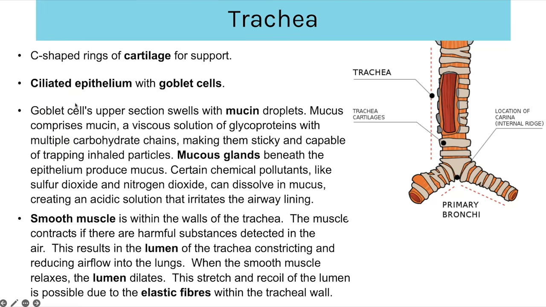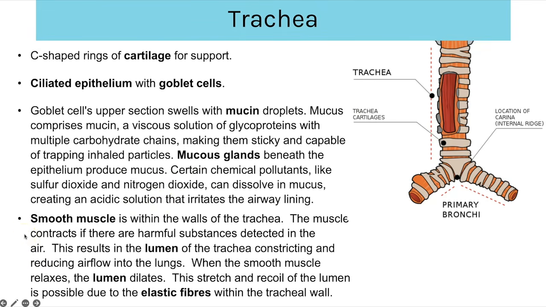The cilia, those hair-like structures, are there to sweep mucus up and out of the lungs to prevent infection of the lungs. And then it's the goblet cells that produce that mucus. So goblet cells' upper section swells with mucin droplets. Mucus comprises mucin, and it's this viscous solution of glycoproteins with multiple carbohydrate chains, making it really sticky and capable of trapping inhaled particles, which could be dust or it could be pathogens. Mucus glands beneath the epithelium produce the mucus. Certain chemical pollutants like sulfur dioxide and nitrogen dioxide can dissolve in mucus, creating an acidic solution that irritates the airway lining. So that's not a good thing.